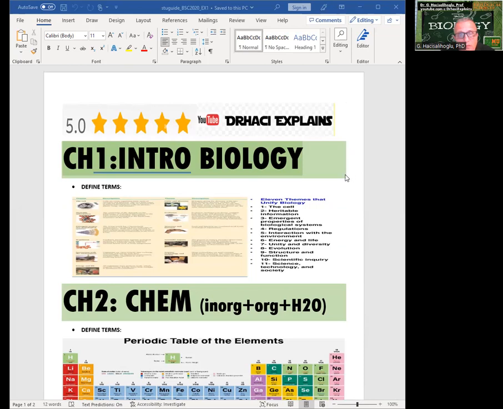In the introduction, we have 11 themes that we cover. Those 11 themes of biology unify biology. That's why they are important. They are mostly individual chapters in the book that we will be covering throughout the semester, except one of them, which is emergent properties, which we are going to see.